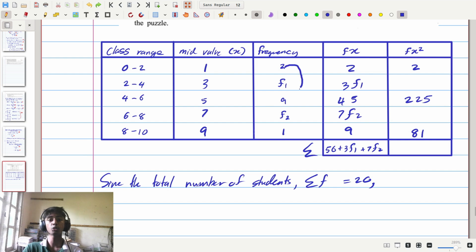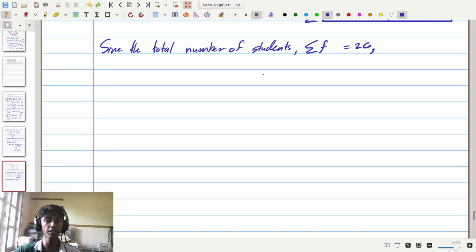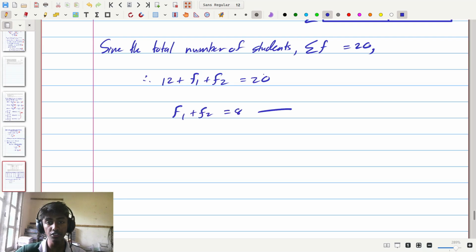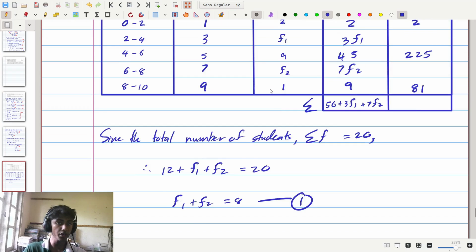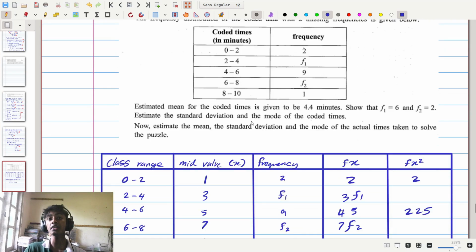Therefore 2 plus 9 which is 11, plus 1 which is 12, plus f1 plus f2 must be equal to 20. So we can say 12 plus f1 plus f2 equals 20. Simplifying this down, we get f1 plus f2 equals 8, and this is going to be our first equation. Now to make another equation, we need to consider the fact that the estimated mean for the coded times is given to be 4.4.